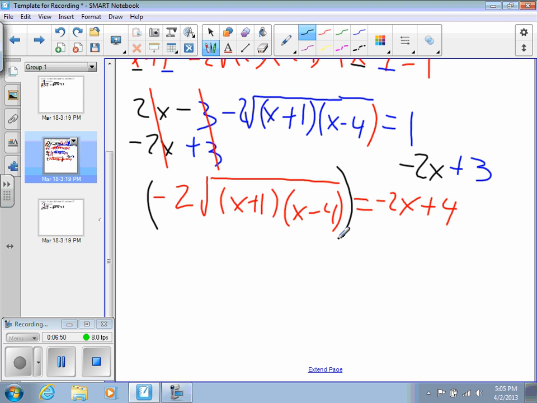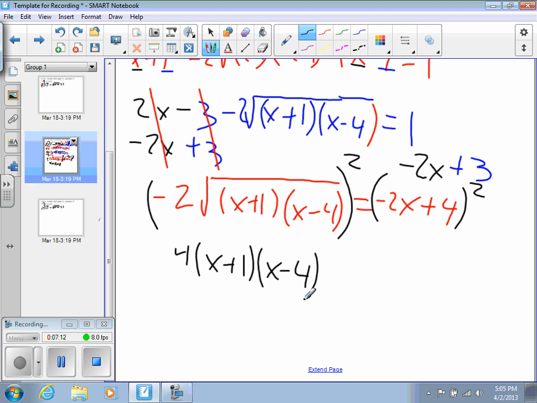So over here I'll square that, and over here I'll square that. When I square this, I'm going to get a positive 4 times x plus 1 times x minus 4. Again, the radical and the squaring, they cancel each other. The square root and squaring cancel each other out. Over on the other side of the equal sign, I'm going to use my pattern.